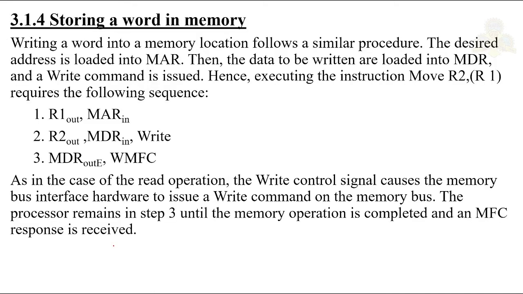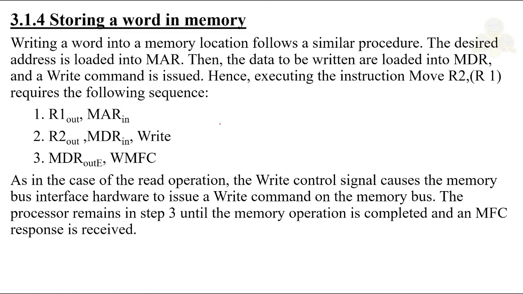Next, we will see how we can store a word in a memory. It is the same as what we had seen in the previous slides on how we can fetch a word. It is similar to that. So what will happen while storing a word? The data is placed in MDR. From MDR, what should happen? The content has to move to the memory location.